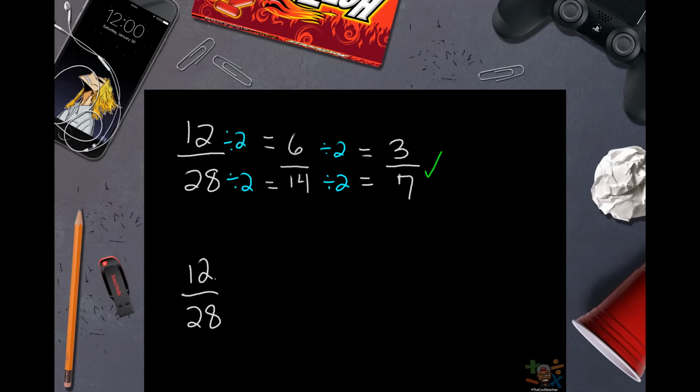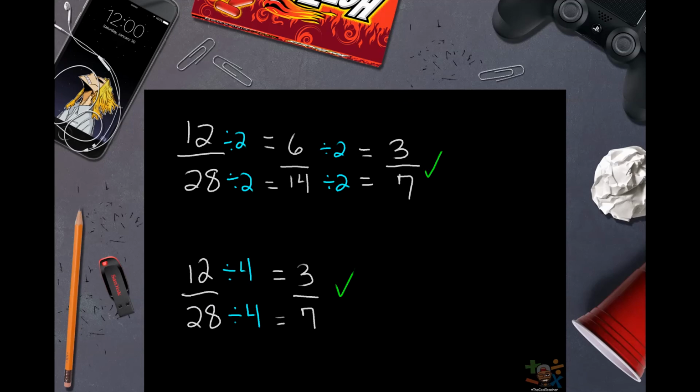All right, so looking at 12 and 28, I know that the greatest common factor of these two numbers is 4. So I'm going to divide both the numerator and the denominator by 4. All right. That being said, my new numerator is going to be 3, and my new denominator is going to be 7. As you can see, that's the same thing I got right here. 3/7. And I only had to do it once.